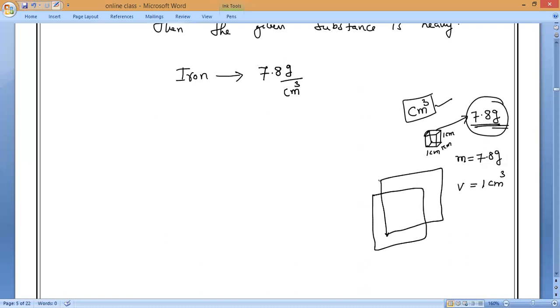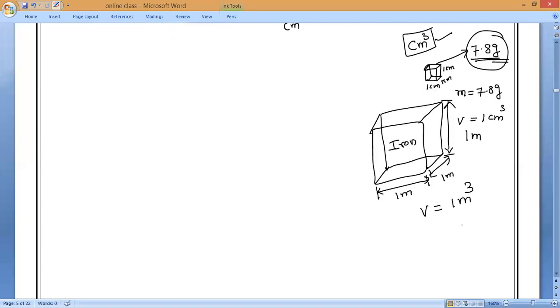Or I will take a cube of each side having 1 meter. Each side having how much? 1 meter. If I have taken a cube of each side 1 meter, then what is the volume? Anybody can tell? Mr. Johan, Harini, what is the volume? 1 meter into 1 meter into 1 meter, 1 cubic meter.